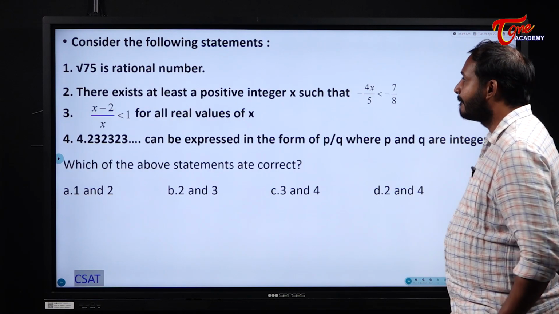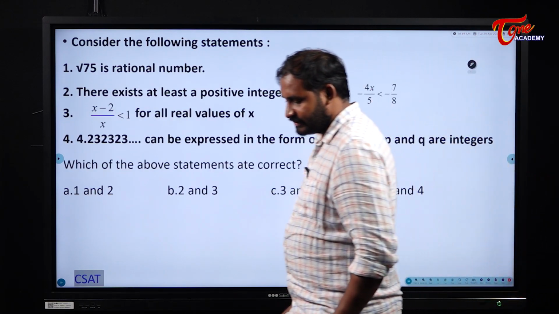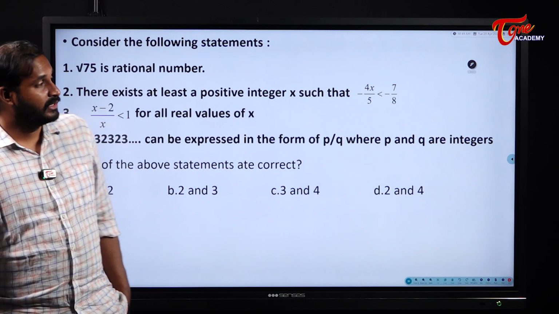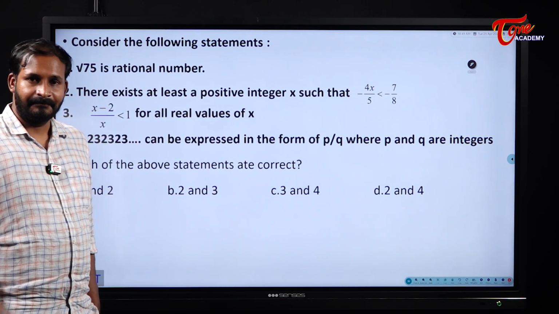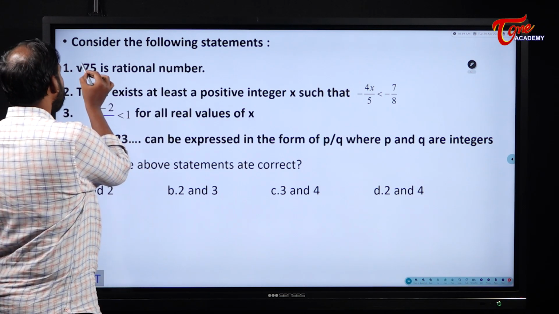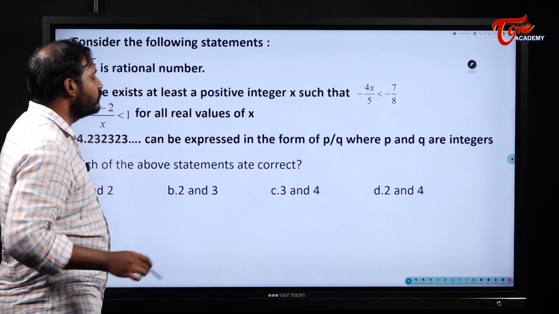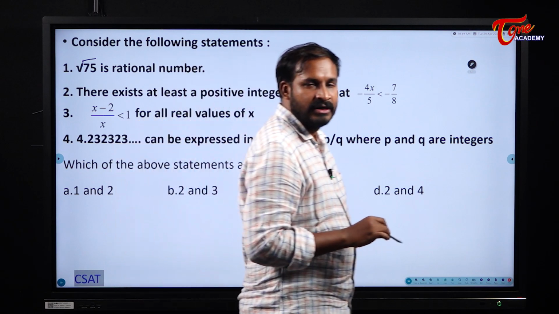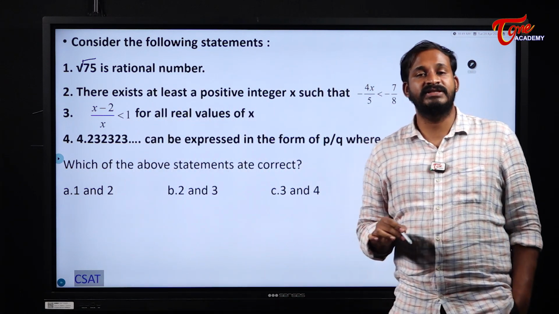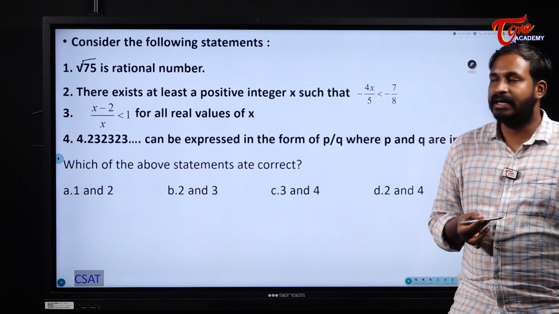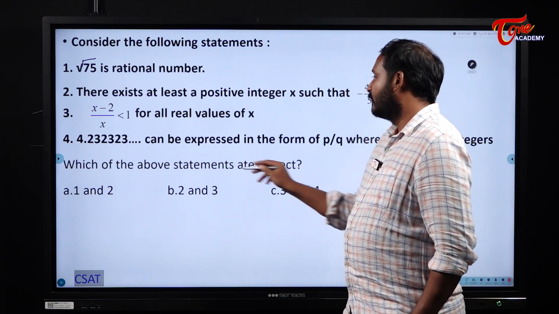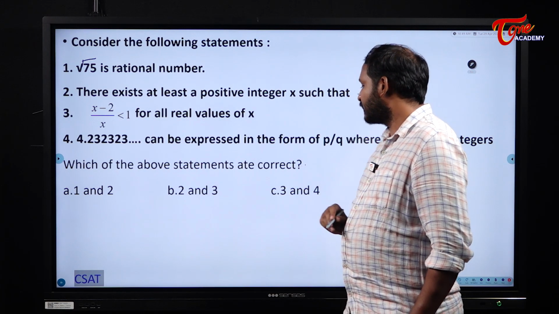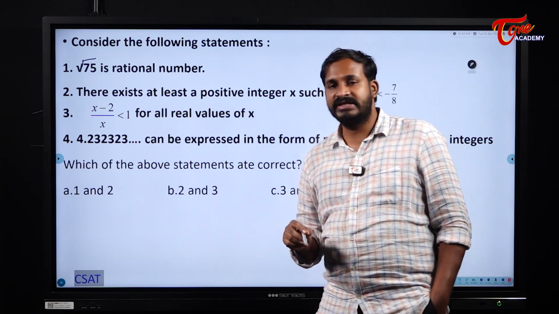Next one. Now, see here, students, we should know the types of numbers in our number system. We already discussed this one, so please go and watch that. This is root 75. Root 75 is a rational number. What is meant by a rational number? Anything which can be written in the form of p by q, we can call a rational number. Which of the above statements are correct? That is the question for us. Root 75 is a rational number.